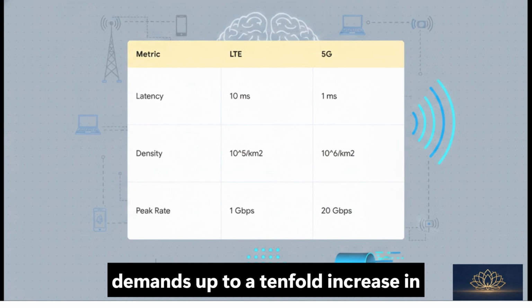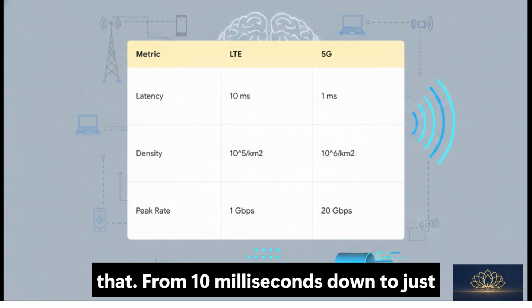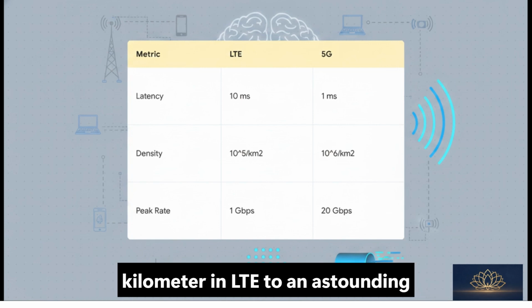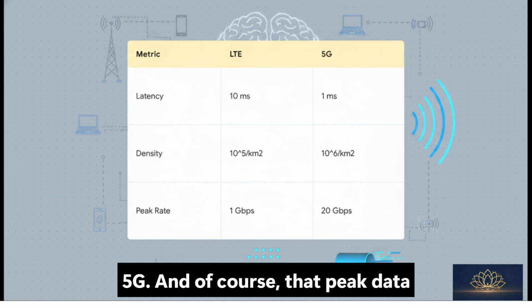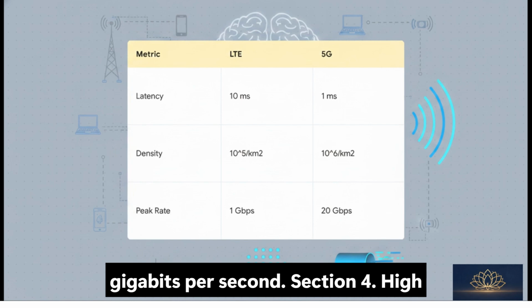5G demands up to a 10-fold increase in capabilities across the board. Latency? That drops from 10 milliseconds down to just 1 millisecond. Connection density explodes from 100,000 devices per square kilometer in LTE to an astounding 1 million devices per square kilometer in 5G. And of course, that peak data rate leaps from 1 gigabit to 20 gigabits per second.